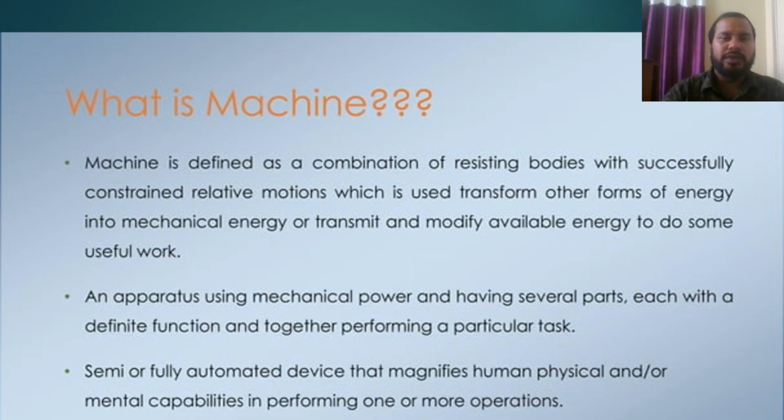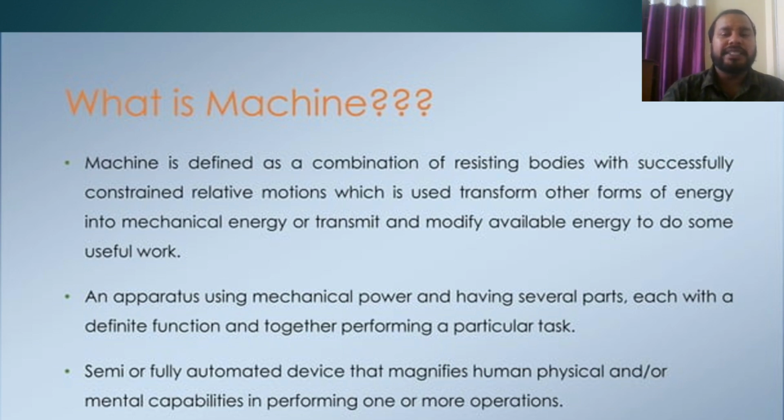So next, now we will see what is a machine. A machine is defined as a combination of resisting bodies with successfully constant relative motion, which is used to transform other forms of energy into mechanical or transit and modify available energy to do some useful work. Suppose one energy is present already, so we have to convert that energy to useful work. At that time we will require a body, that is called a machine.